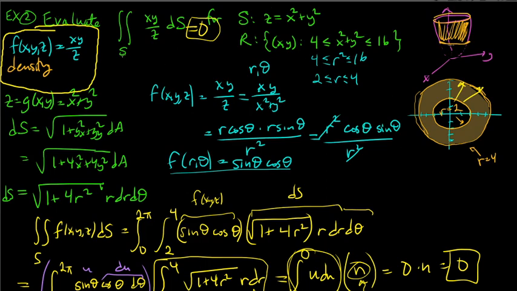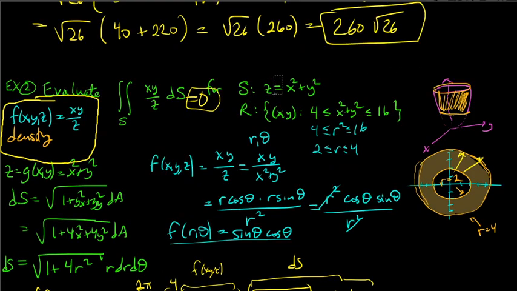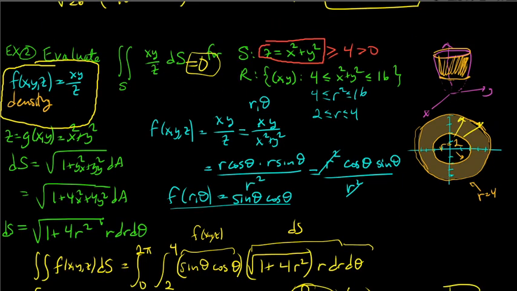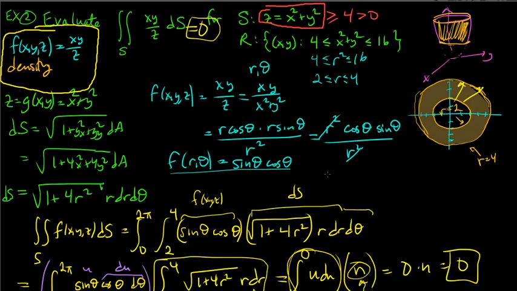And here's the explanation. Z, of course, is going to be positive. Oops, I'm using the wrong color here. Because z, x squared plus y squared is going to be greater than or equal to 0. In fact, on the disk here, it's going to be greater than 0, because it's going to be greater than 4, which is certainly bigger than 0. So z is positive.